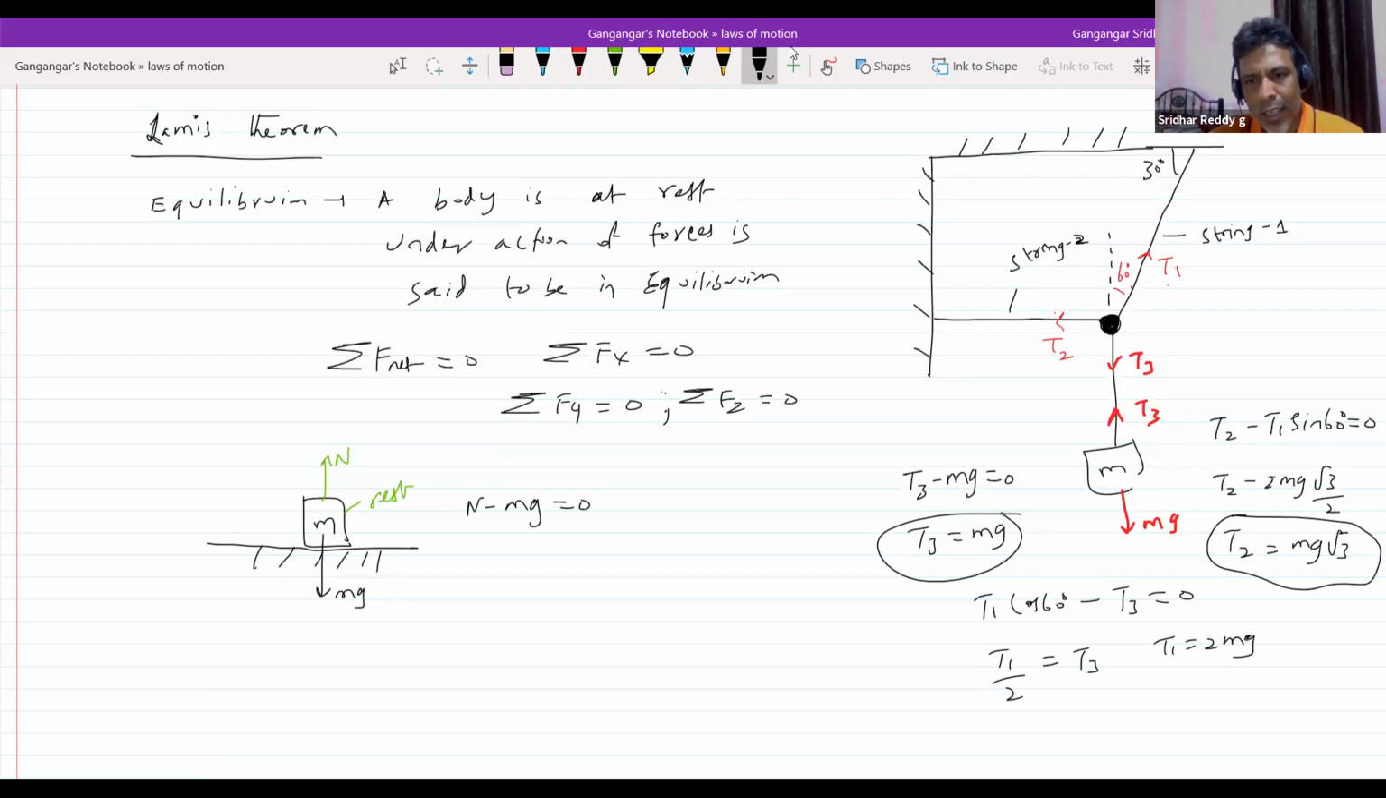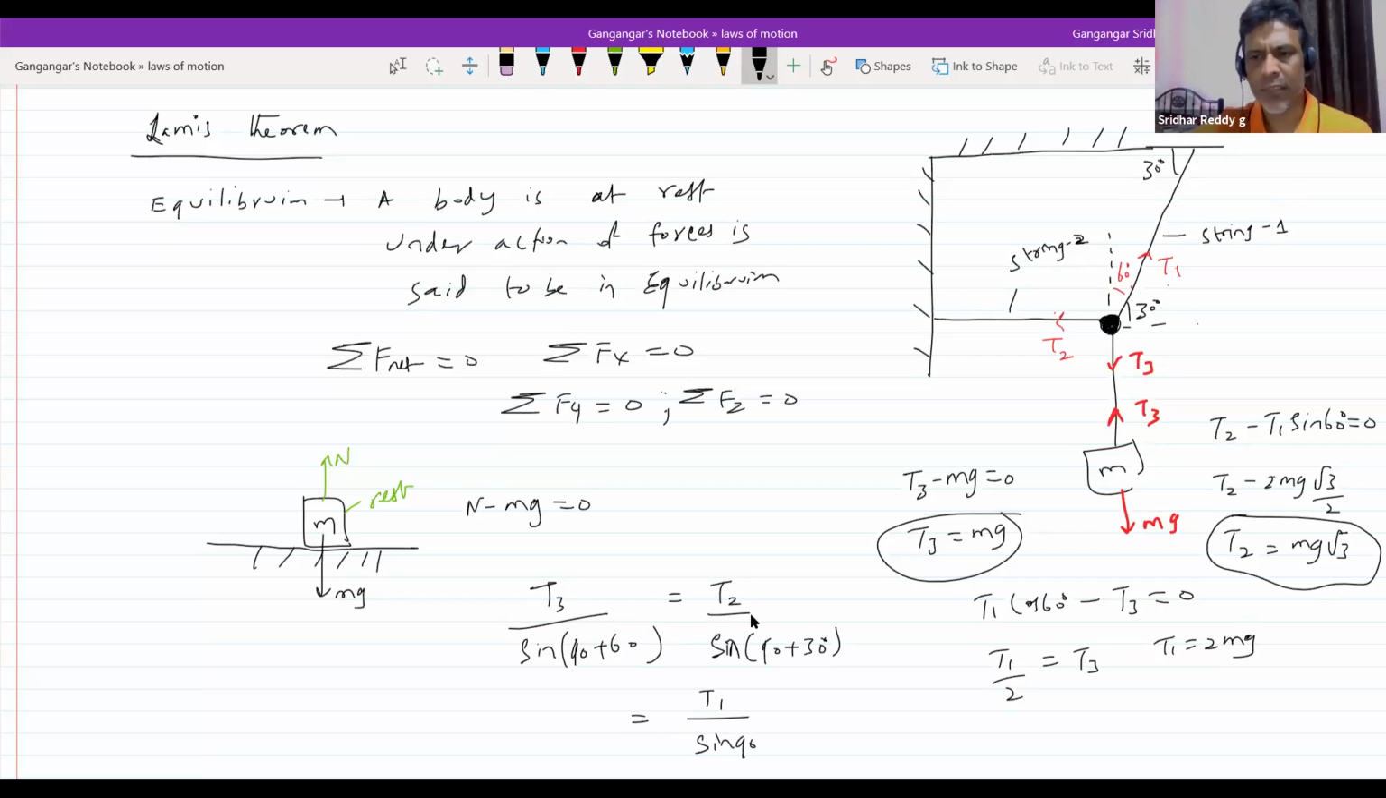So like this, or Lami's theorem, you can apply it. Can you remember Lami's theorem? You can also do this by Lami's theorem. So what is Lami's theorem? T3 by sine of 90 plus 60 should be equal to T2 by sine of 90 plus 30 equal to T1 by sine 90.